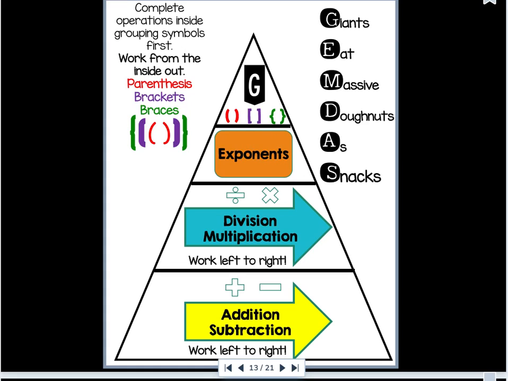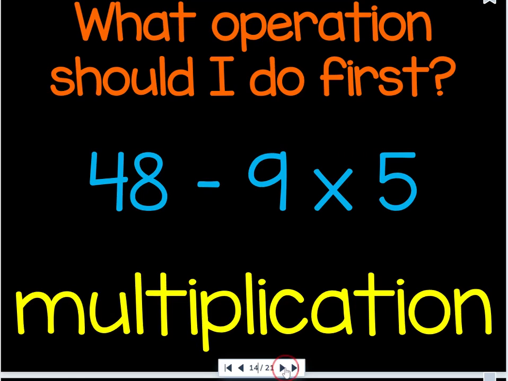Next is exponents that you don't have to worry about until 6th grade. And then we get to division and multiplication. So these operations are equal, but they do come before addition and subtraction. So if you have division and multiplication both in the problem, you would work them from left to right, whichever one comes first. And on the very bottom of our order of operations pyramid is addition and subtraction. These are equal operations. You would work them left to right, whichever comes first, but they are the final steps in your order of operations.